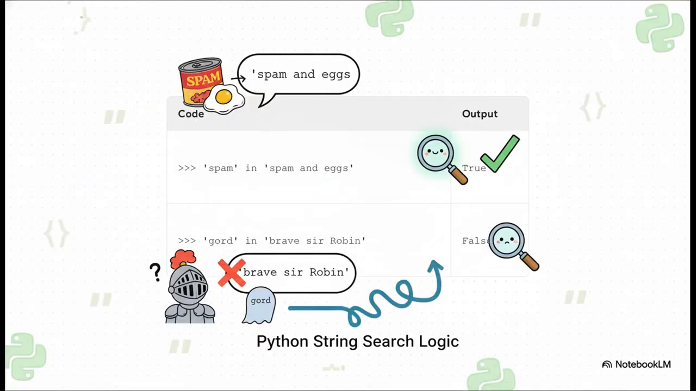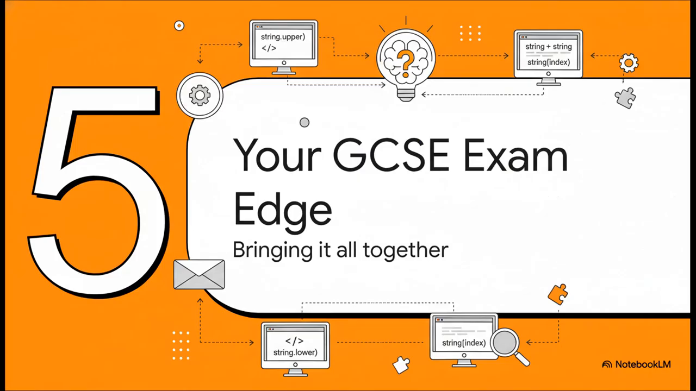And this shows it perfectly. Python checks, is the word spam inside spam and eggs? Yep, so it gives us true. But then it asks, is gourd in Brave Sir Robin? Nope, not there, so we get false. Super simple, super powerful. All right, let's bring this all home.